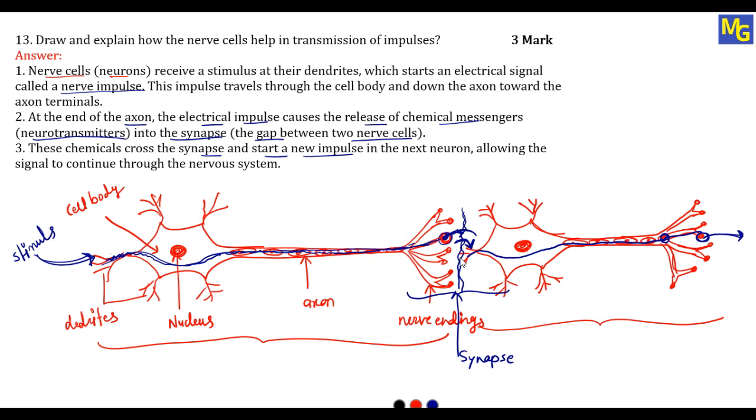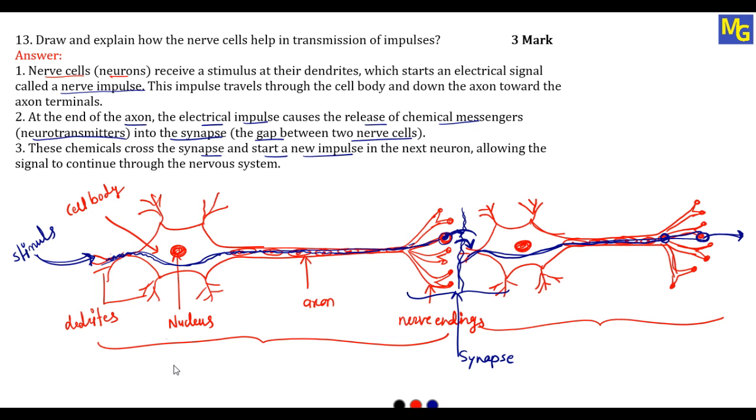And here they again convert into an electrical signal, so again a nerve impulse is prepared. That nerve impulse will again travel from the dendrites of the next neuron to the cell body of the next neuron, to the axon, till the axon ending. And the process repeats. In such a way, any stimulus signal will be transferred from the receptors to the main part, that is the spinal cord or the brain. And after processing there, we get the reverse message from the brain or the spinal cord to the muscles or the effectors. So this is the answer for question number 13.